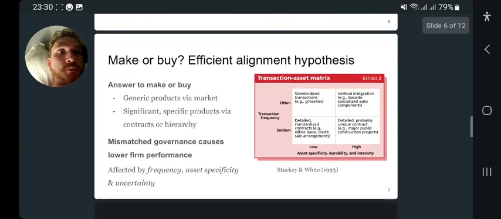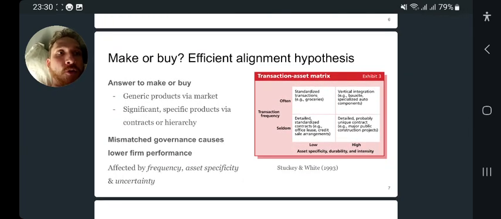And so the efficient alignment hypothesis, which is one of the papers, is that if you use the right governance mode, i.e. if you do the transaction in-house, you buy or you produce the product on your own, or if you buy it via the market, you will have different performances.